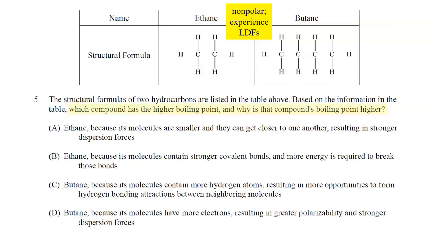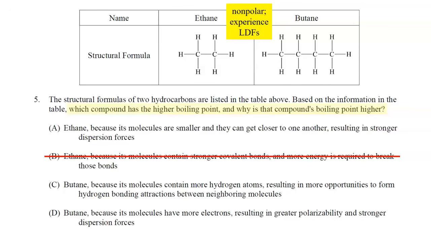So starting with choice B. Choice B talks about the fact that one of the molecules, ethane, contains stronger covalent bonds, and it says more energy is required to break those bonds. We do not break covalent bonds when we convert these molecular substances from a liquid to a gas. And since we're not breaking any covalent bonds, we can eliminate choice B.